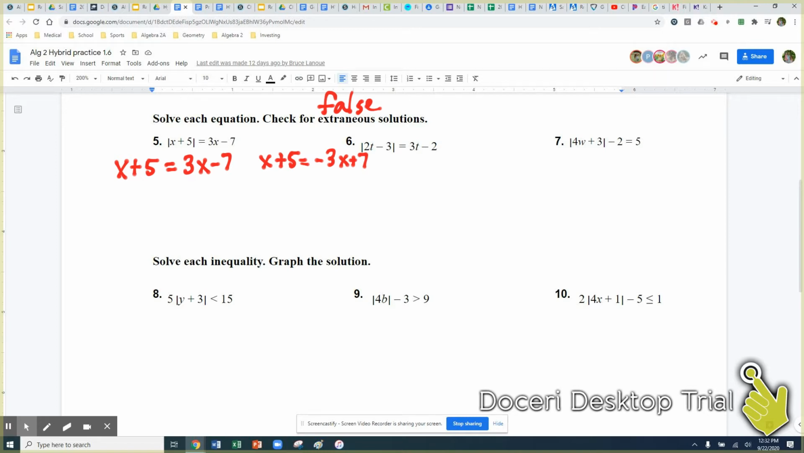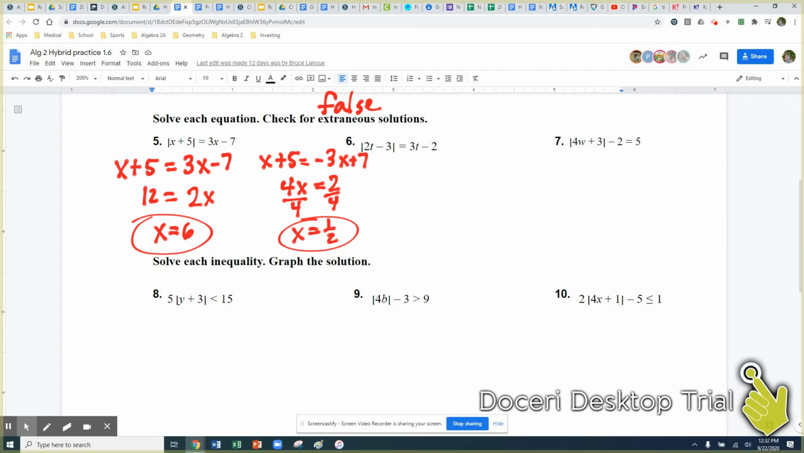Do our algebra. We'll get the x's collected on the right. That's going to give us 2x. Subtract x over, add the 7 over, that gives us 12. So we're going to get x equals 6. There's our result on that side. I'm going to add the 3x over to make 4x on the left. Subtract 5 over, we get 2. Divide by 4. X will equal 1/2. So there would be our two solutions.